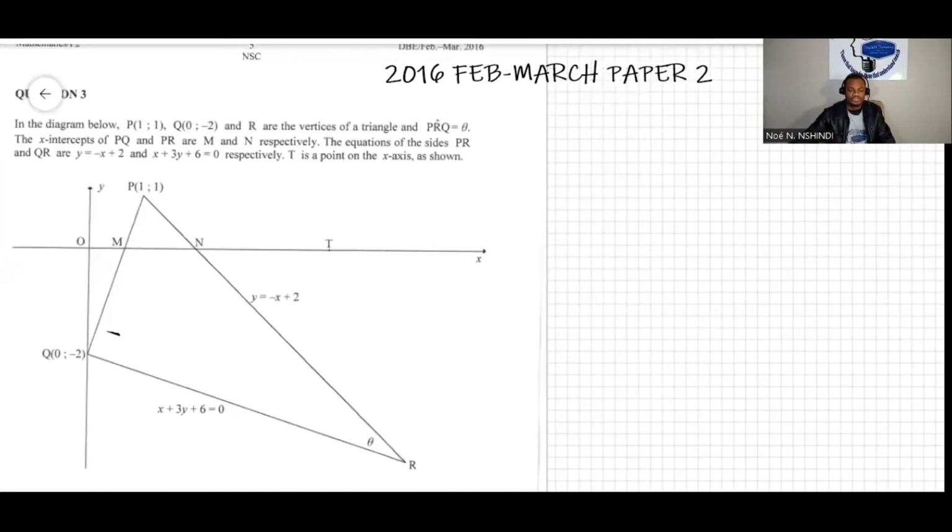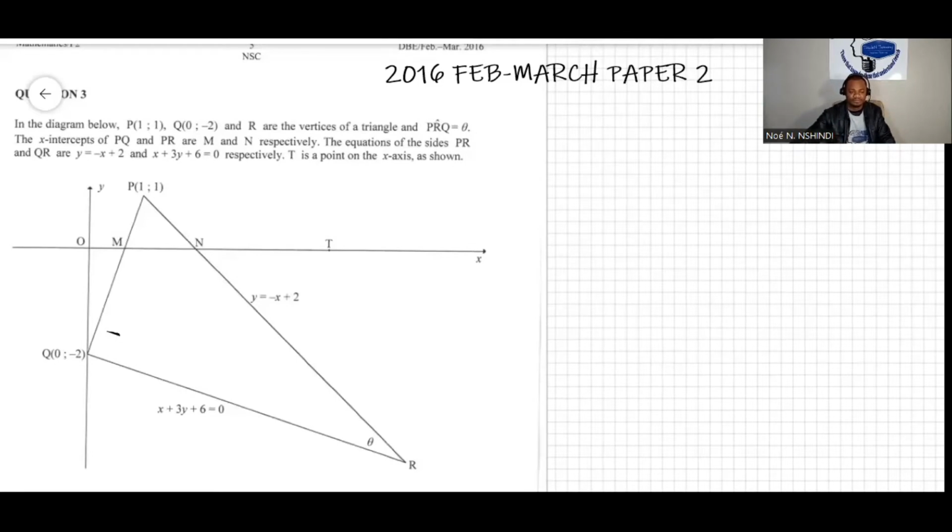Well, we have another question here, question 3. The question says, in the diagram below, P, Q, and R are the vertices of the triangle, and PRQ is equal to theta. The x-intercepts of PQ and PR are M and N respectively. The equations of the sides PR and QR are y equals negative x plus 2 and x plus 3y plus 6 equals 0 respectively. T is a point on the x-axis as shown.